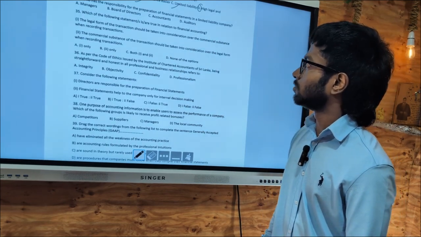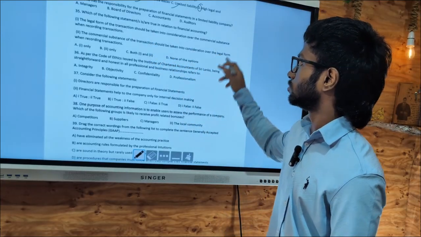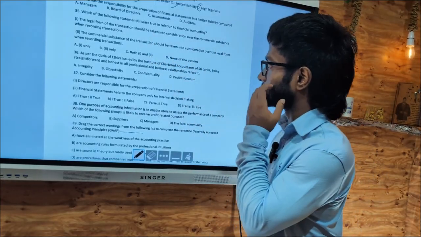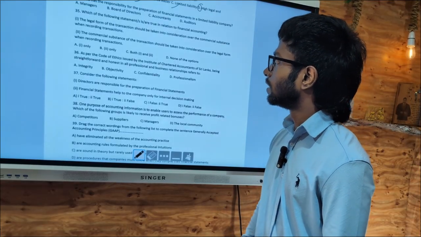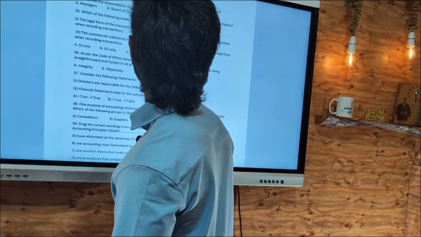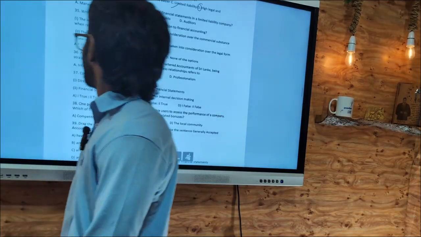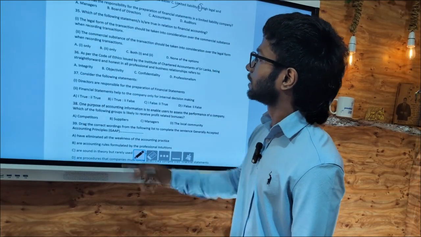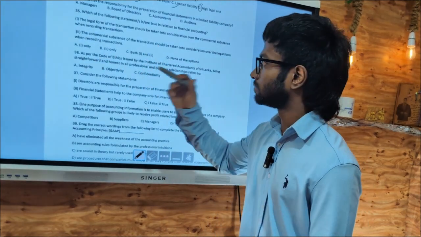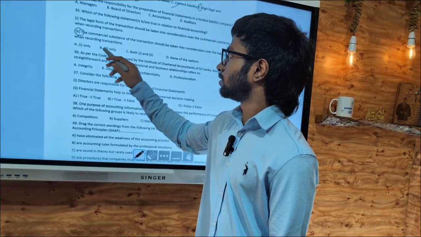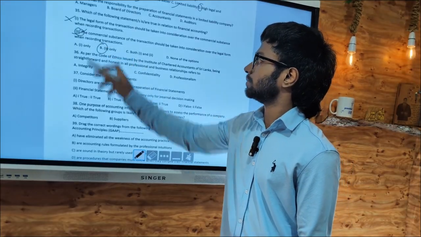Next, which of the following statements are true in relation to financial accounting? The legal form of a transaction should be taken into consideration over the commercial substance when recording transactions. The commercial substance of the transaction should be taken into consideration over the legal form when recording transactions. So 35, it should be you take the commercial substance of a transaction over the legal form. What had actually happened? So here it should be 2 is only correct. You don't take the legal form over the commercial form. This should be answer number B.